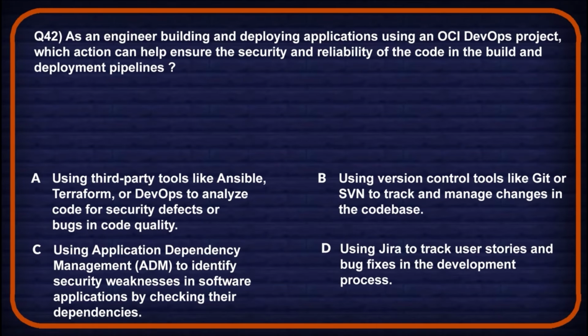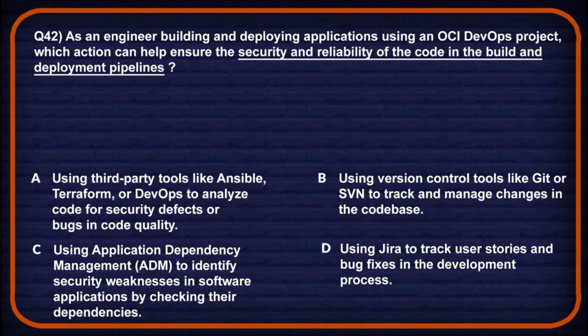Okay, let's look into question number 42. As an engineer building and deploying an application using an OCI DevOps project, which action can help ensure the security and reliability of the code in the build and deployment pipelines? Okay, let's look into the options.